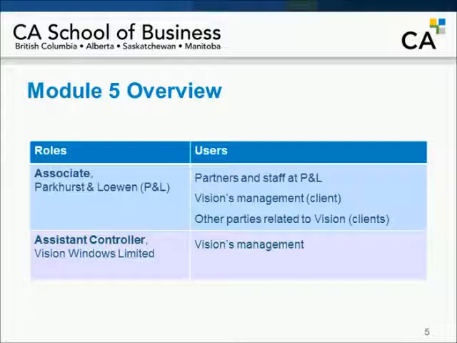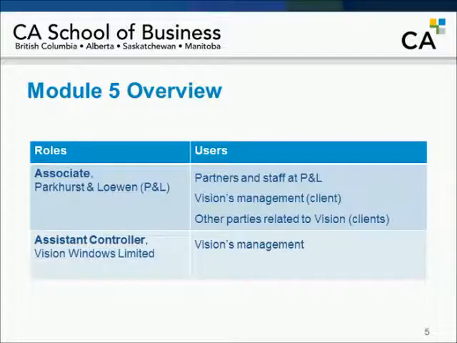As in the first 4 modules, Module 5 carries on with the Vision Windows Limited simulation. In Module 5, students play 2 primary roles. Students take on the role of associate at Parkhurst & Lowen Chartered Accountants, or P&L, and also take on the role of assistant controller at Vision. As an associate at P&L, students are required to interact with both the audit firm supervisors and the client. Students address a variety of issues for the consideration of other P&L staff, Vision's management, and other parties related to Vision.